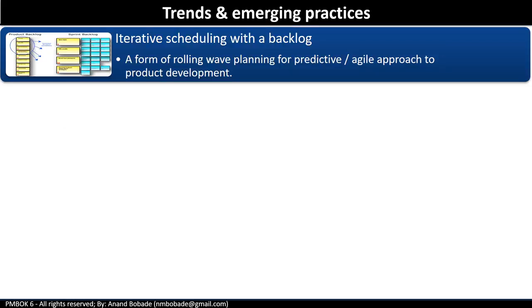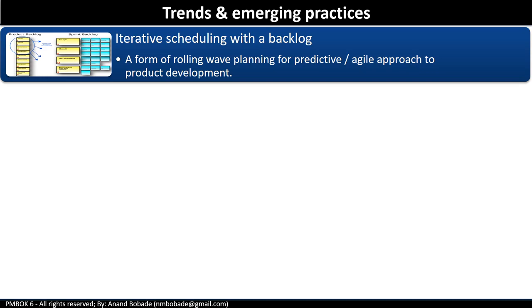Another trend is iterative scheduling with a backlog. Well, we are all aware of the traditional scheduling approach, in which first we get detailed requirements and then we have a detailed schedule to deliver the agreed scope. But with changing industry dynamics, changing requirements and an ever-changing technology landscape, there is a need for speed and customers want to see something working, something referred to as a minimum viable product, MVP. And this is where iterative scheduling helps.